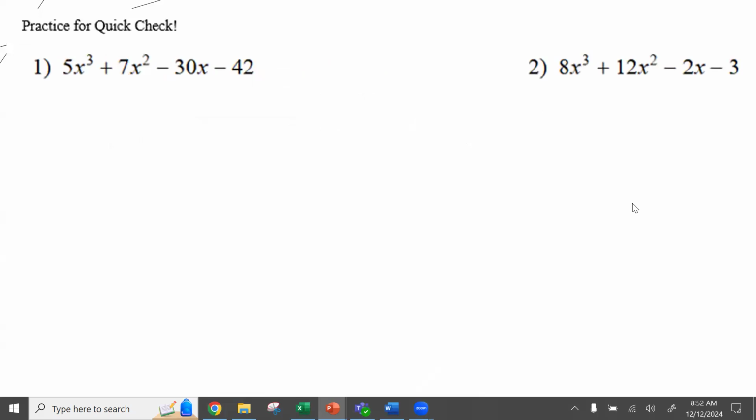Go ahead, pause the video, guys, and try the first two examples. This is what would be on the quick check, 1 or 2. So please pause the video and do them. All right, here we go.